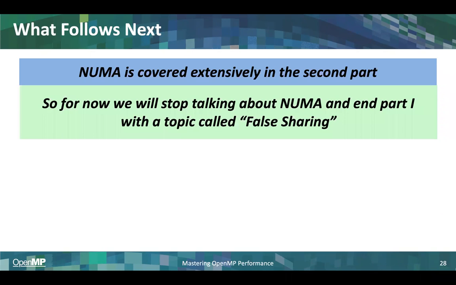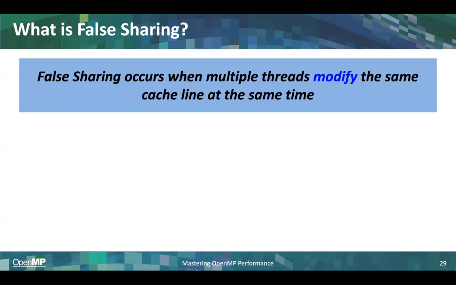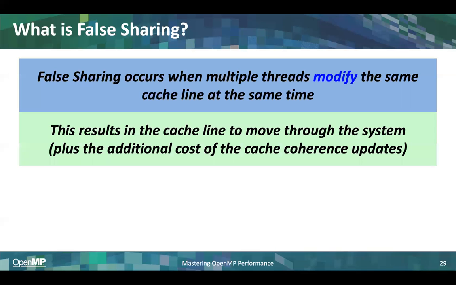I want to finish this part one with what we call false sharing. It's a bit of a funny name when you think about it, but it's definitely something you don't want to have in your application. So what is it? We talk about false sharing when multiple threads modify the same cache line at the same time. In other words, they're hitting on a relatively small portion of memory, all of them at the same time, and they're modifying it. And that can happen in some unexpected ways. You may never have thought about it, but I'll show you a very simple example of how easily that can happen.